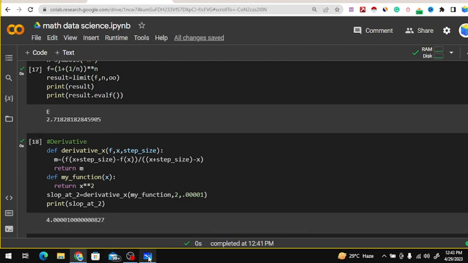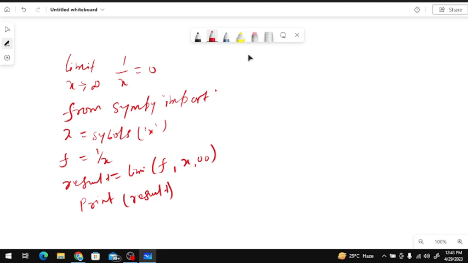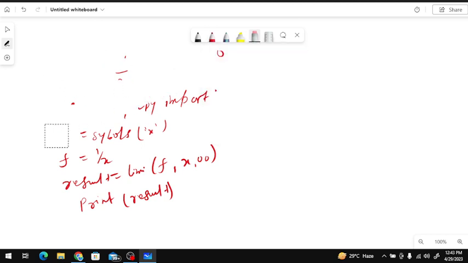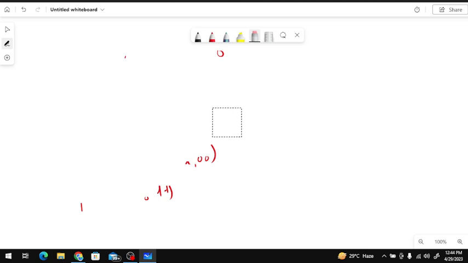So let's see here. So first we need to the erase here. It's a eraser. It's not the eraser. I think it's what is this? Yeah. So it's a derivative look like.